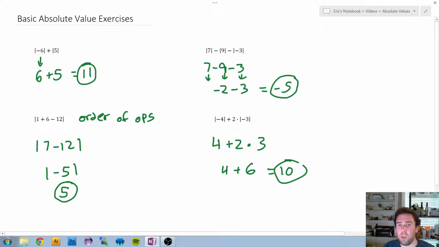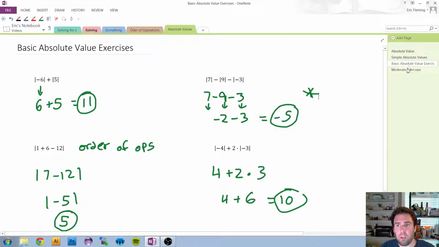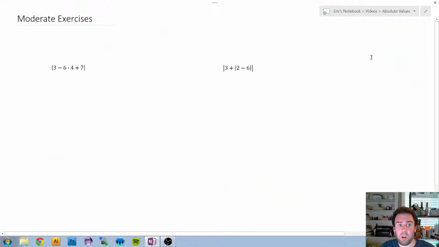But notice one of our answers in the end was negative, at the very, very end. So it is possible. Watch out, just trust in your order of operations and it won't steer you in the wrong direction. Here we have some moderate examples. These are a little bit more challenging because there's more going on with them, so let's take a look.